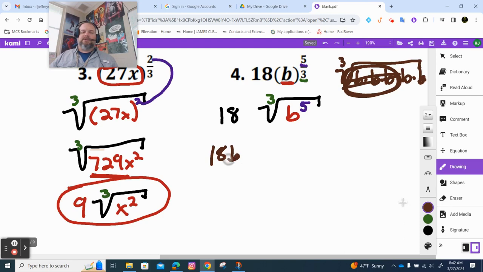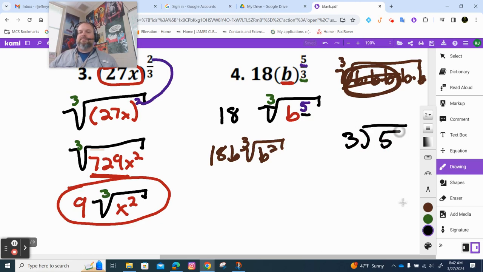I'm going to write the answer and then go back and redo it. Look at this: 3, 5. How many times will 3 go into 5? One, with a remainder of 2. So, how many b's went on the outside? 1. How many stayed underneath? 2. That's it.